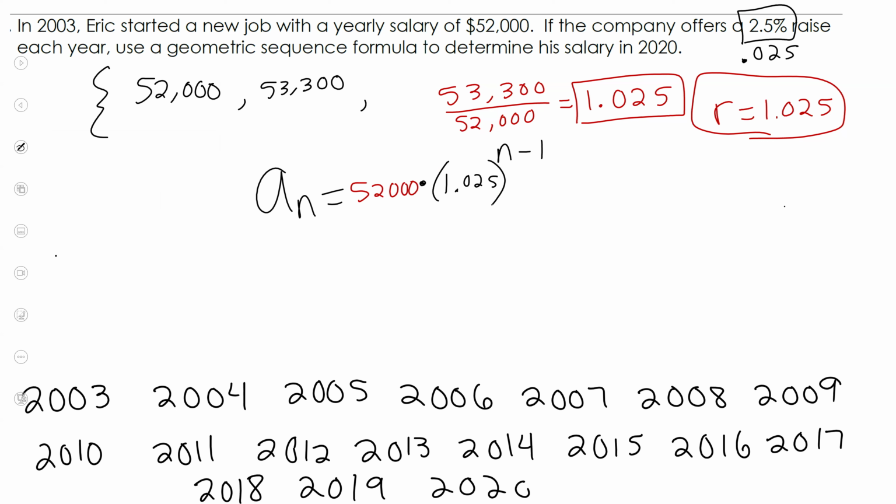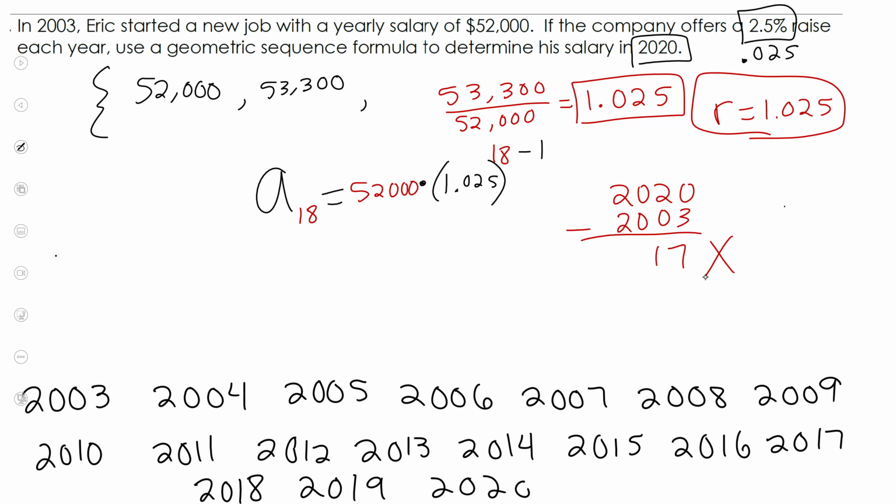We want to determine his salary in 2020. So what should my n value be? You guys are saying 18? Okay, good. Let's talk about it. A lot of people will do 2020 minus 2003, and they'll get 17 because 17 years has passed between 2003 and 2020. However, this is wrong to think that way because we're thinking about it in terms of a term.